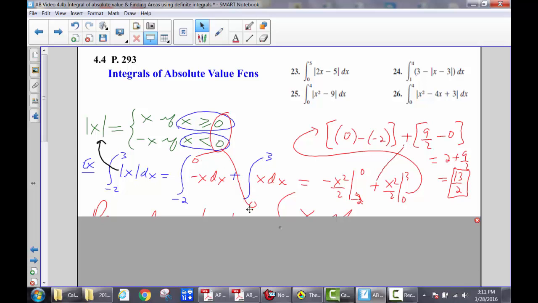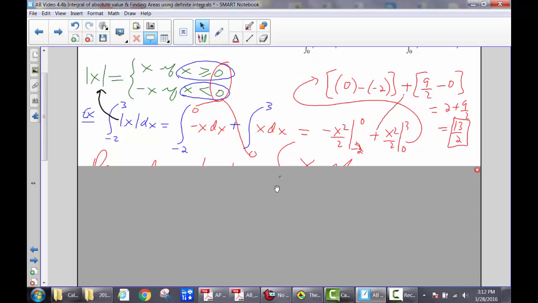Now let's take the second piece. 0 to 3 is on the right side of 0, which means I can get rid of the absolute value and just put x. But when I'm between -2 and 0, I'm on the left side of 0, which means when I drop the absolute value, I have to put -x. You're actually integrating two different functions. So if I integrate -x, I get -x squared over 2. I'm evaluating that from -2 to 0 plus, and then I integrate x to get x squared over 2 from 0 to 3, plug in, subtract, and so on.